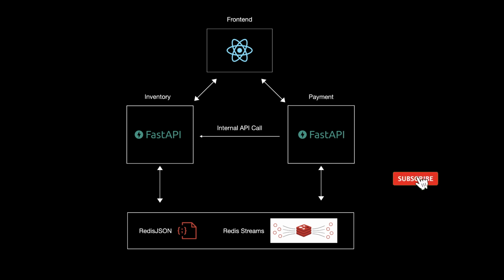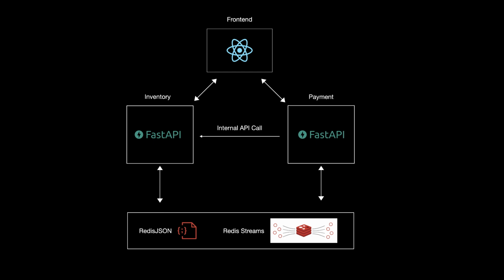In this video, we will build a simple microservices app using Python FastAPI. The frontend of this app will be in React, and we will have two main microservices. One is the inventory microservice and the other one is the payment microservice. The inventory microservice will store products and the payment microservice will purchase those products.